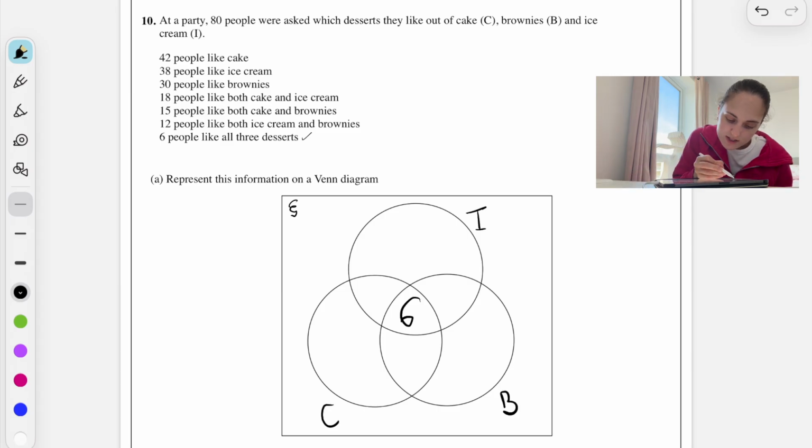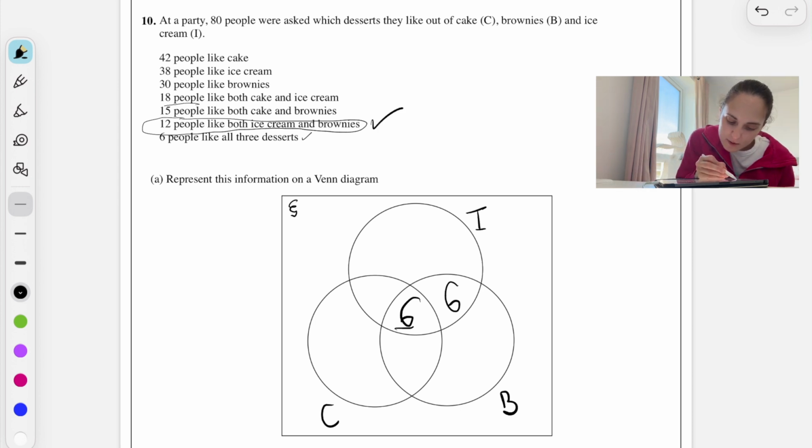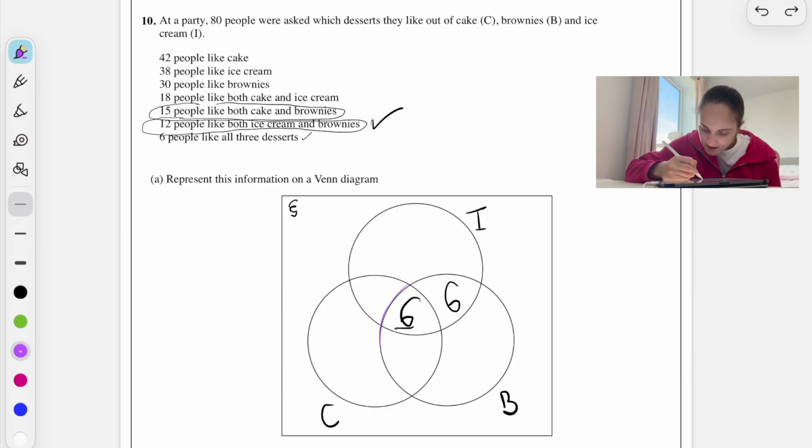So if I work backwards, it says 12 people like both ice cream and brownies. But of those 12 people, we've already counted 6 of them, because those 6 people are in the middle. Those are the ones who liked everything. So that means there's 6 who just like ice cream and brownies. So I'm going to put 6 in the intersection between ice cream and brownies, which is here. And I'm then going to tick it off just to show that I've used that information. It says 15 people like both cake and brownies. So in the cake and brownies intersection, that's here, this needs to add up to 15. We've already counted 6, so that means there's 9 left. So 9 is going to go here, and I'm done.